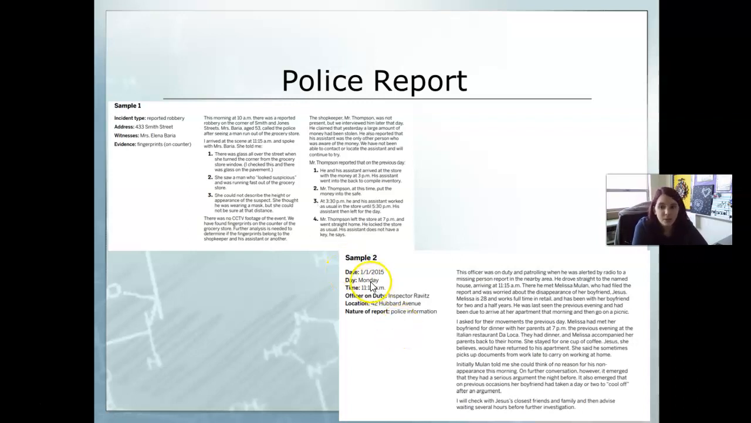Sample 2. This one also has a date included to it. It has a time that it happened. Who was the inspector or the officer? Where did it take place? And what? So this is the nature of this report, police information.